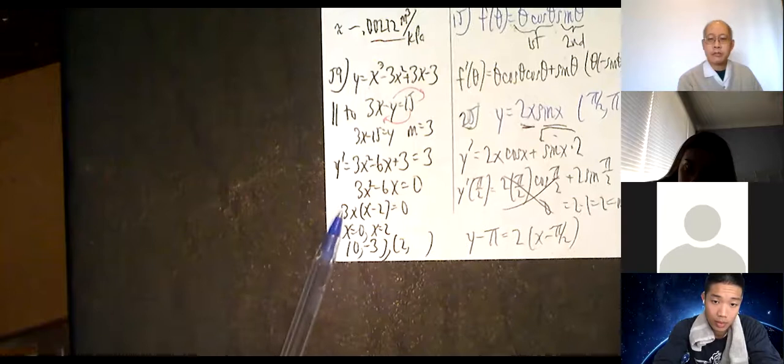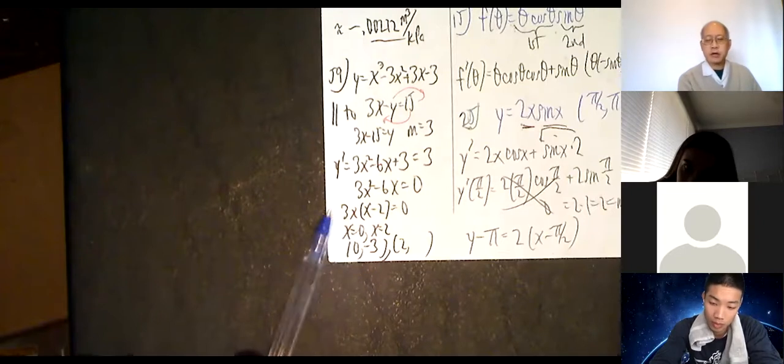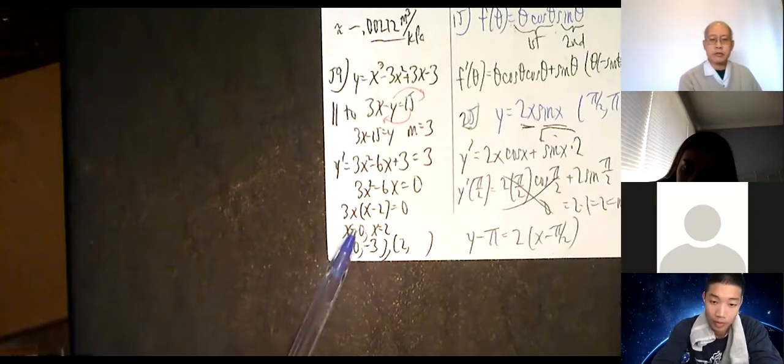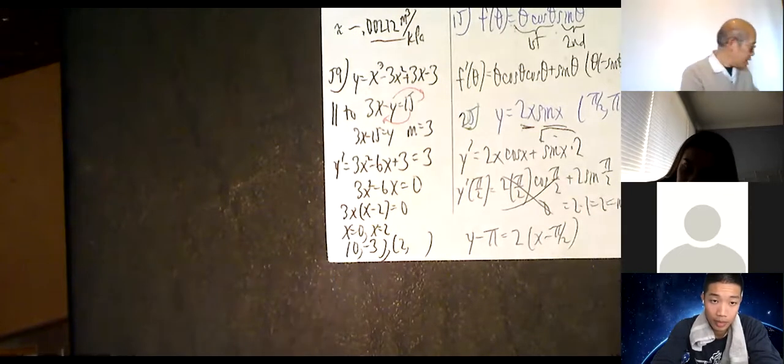Factor out 3x. So 3x times (x minus 2) equals 0. So I just set each of these to 0. 3x equals 0 means x equals 0. And x minus 2 equals 0 means x is equal to 2. Okay. Now, it did say points, not just x coordinates.